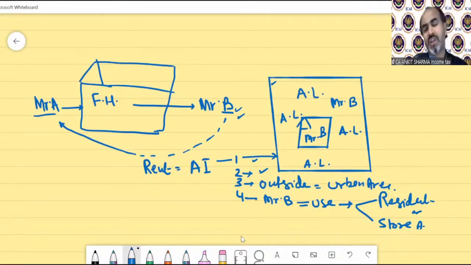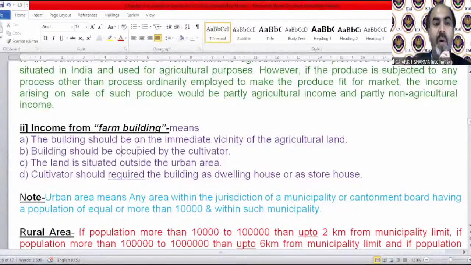If these 4 conditions are fulfilled, then the rent paid by Mr. B to Mr. A will also be treated as agricultural income in the hands of Mr. A. So the building should be in the immediate vicinity, and vicinity means the boundary of the agricultural land. The building should be occupied by the cultivator. The land is situated outside the urban area, and the cultivator should require the building as a dwelling. Dwelling means residential purpose or as a storehouse. So if all of these 4 conditions are fulfilled, then the rental income is going to be exempted in the hands of Mr. A.